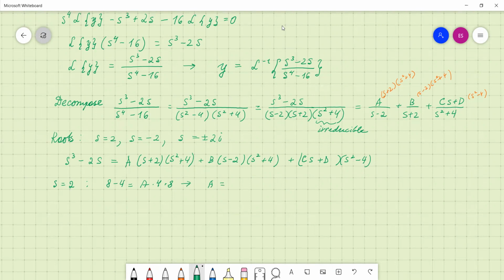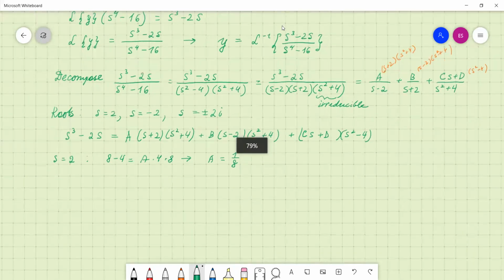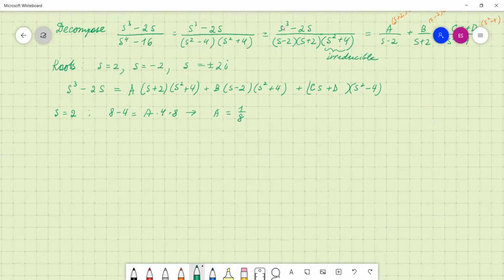So I don't have anything else here, and I can calculate a easily. And my a is going to be what? 8 minus 4 is 4, divided over this 4 is going to give me 1 over 8. Well, you can do the math on your own. I think you're going to get the same answer. So my next root is s equals -2. I'm going to substitute the same way. Here is going to be -8. Here I'm going to get -4. Not -4, +4 actually, just because minus 2 and minus are going to cancel.